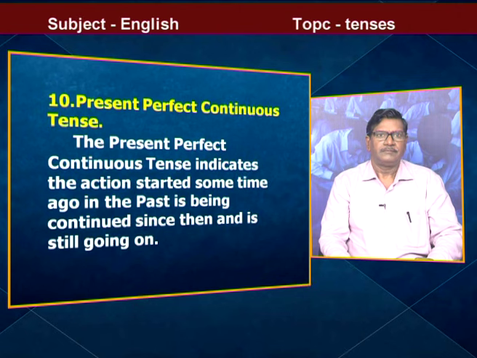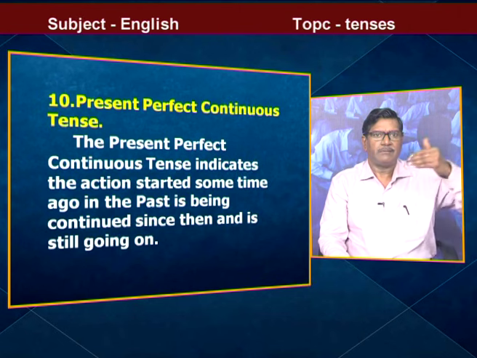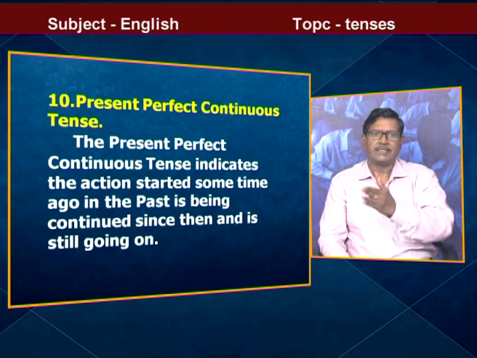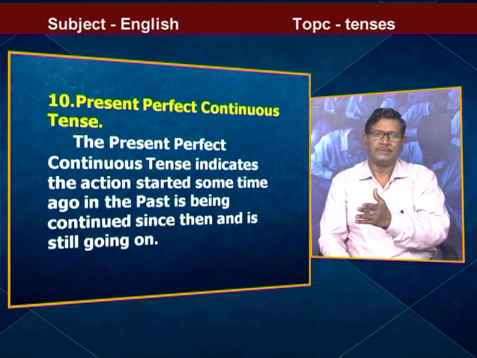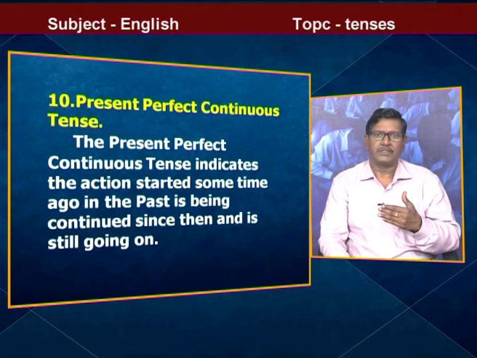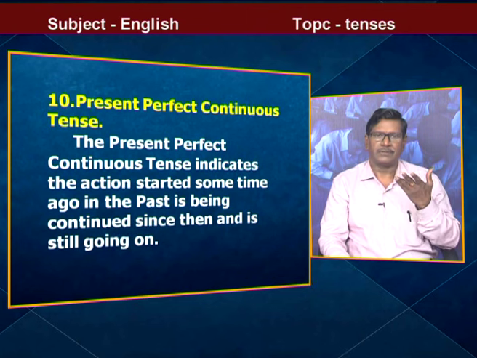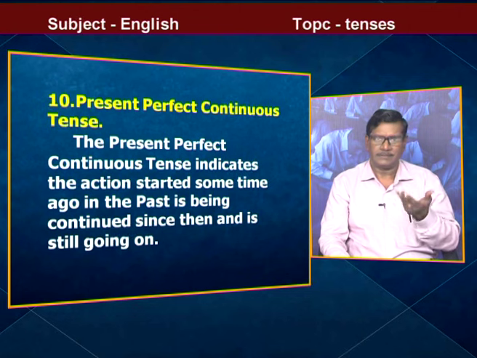Okay, present perfect continuous. In this present perfect continuous, the action started some time ago in the past and it will be continued and it is still going on also. For instance, we have been waiting to receive you for the last 3 hours. Abha nu vastavu edru chustu unnam babu 3 gantala nunchi. We have been waiting to receive you for the last 3 hours.